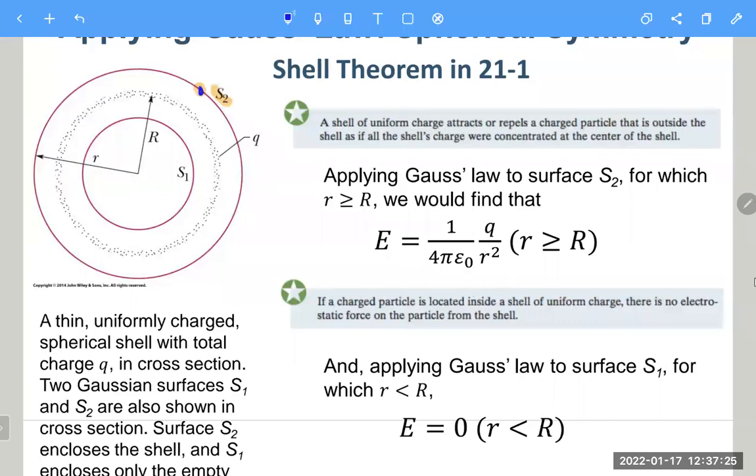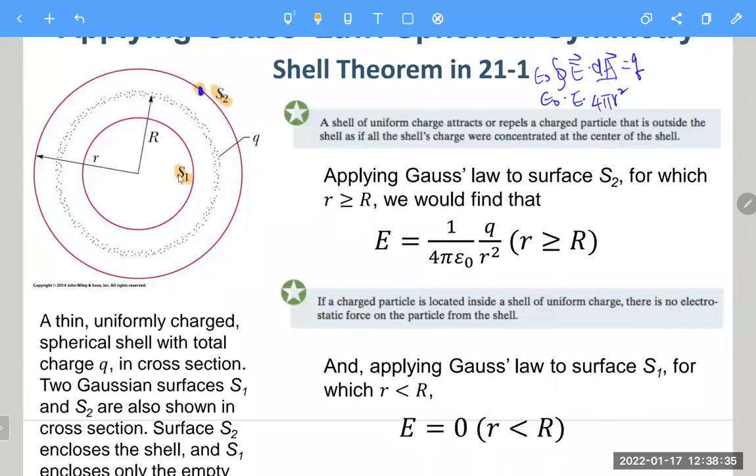If you don't remember, we can just go through it quickly, like this. Q enclosed is nothing but the Q inside this S2. So we have epsilon naught times E times dA, which is 4 pi r squared. So we just move all these terms over. We will get E to be 1 over 4 pi epsilon naught times Q over r squared, like this. Which means it's just like all the charge is concentrated at the center. Nothing but that. And the second one is that if a charged particle is located inside a shell of uniform charge, there is no electrostatic force on the particle from the shell. So now we consider the Gaussian surface S1. Consider the S1 here.